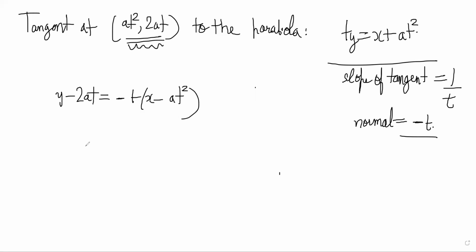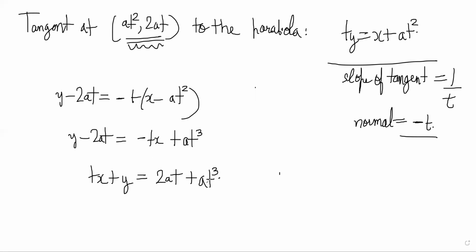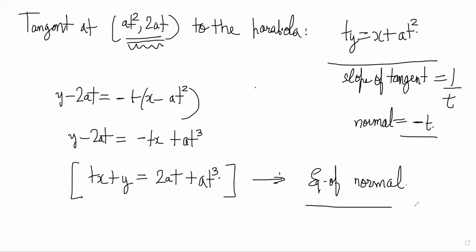So that looks like y minus 2at is equal to minus tx plus at cubed, and that can be written as tx plus y is equal to 2at plus at cubed, right? This is your equation of normal. Again, this is a result that you should remember. It saves a lot of time in the exam. Equation of tangent in parametric form, equation of normal in parametric form, right?